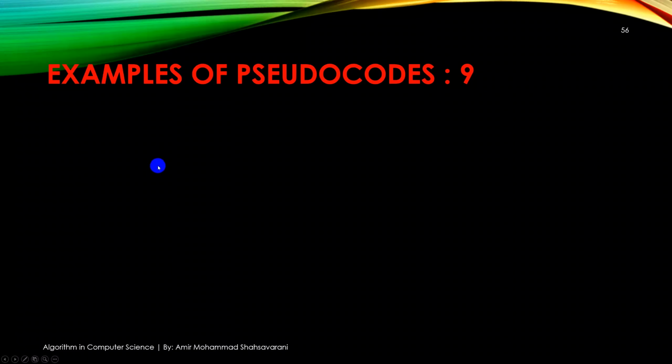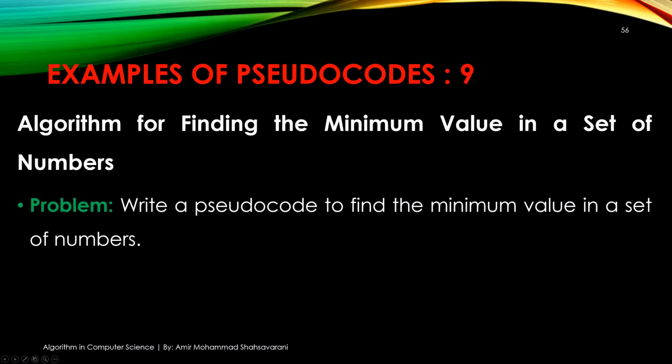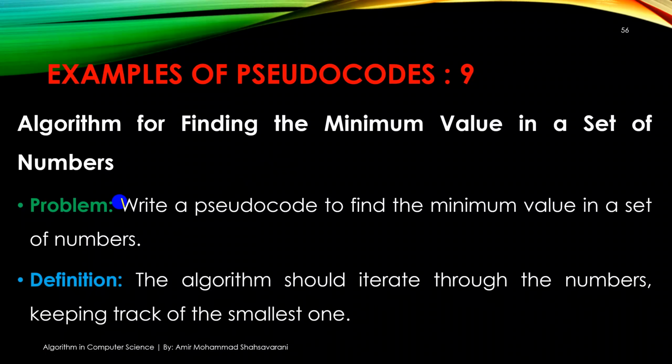Another example would be an algorithm for finding the minimum value in a set of numbers. I think you remember that we had an algorithm to find a maximum value in a set of numbers. This is the minimum number. Good. First, write a pseudocode to find the minimum value in a set of numbers. The algorithm should iterate through the numbers, keeping track of the smallest one.